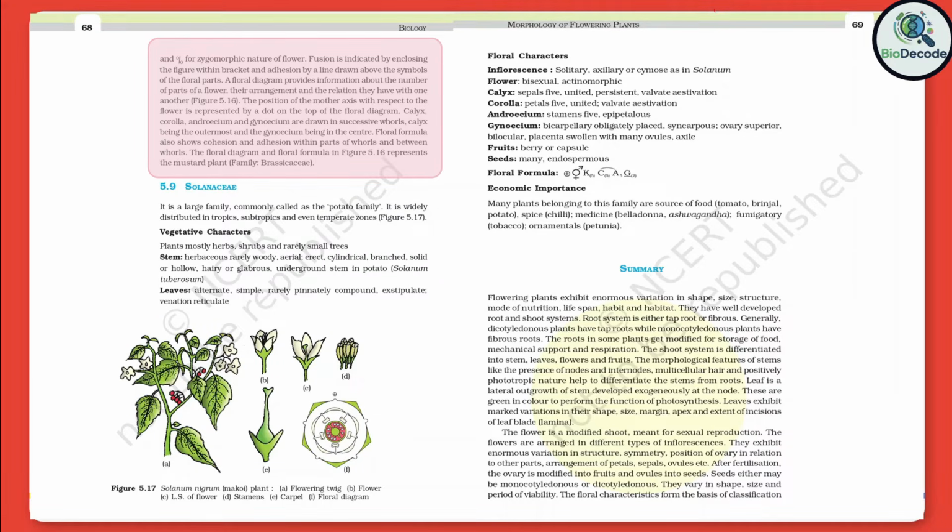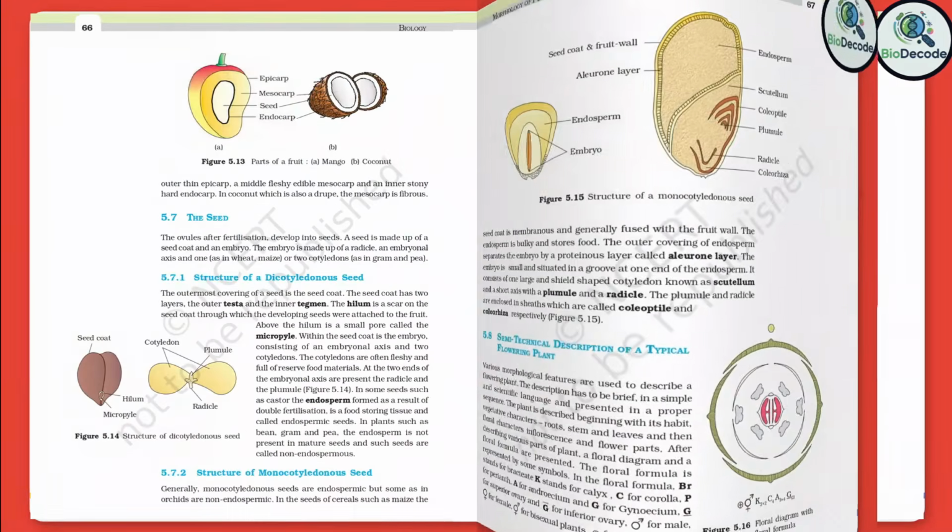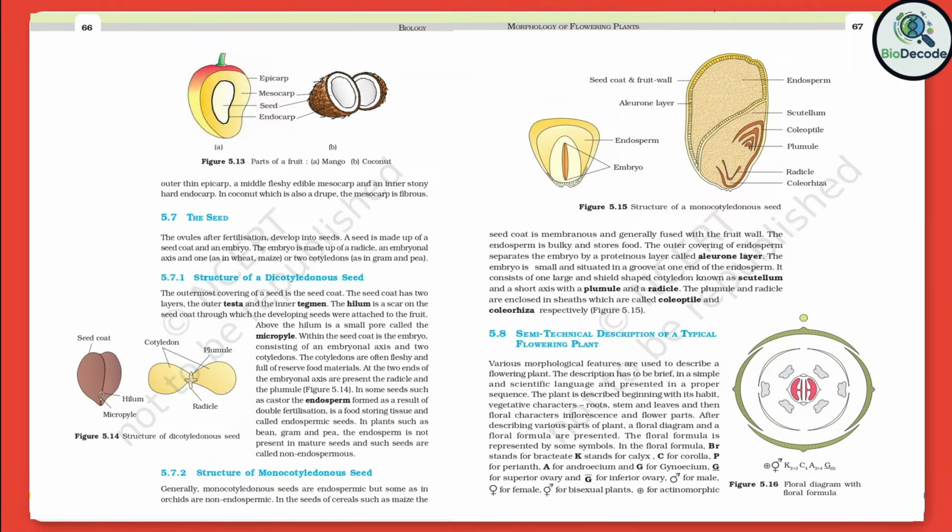Calyx, corolla, androecium, and gynoecium are drawn in successive whorls, calyx being the outermost and the gynoecium being in the center. Floral formula also shows cohesion and adhesion within parts of whorls and between whorls. The floral diagram and floral formula in Figure 5.16 represent the mustard plant family Brassicaceae. Figure 5.16. Floral diagram with floral formula.